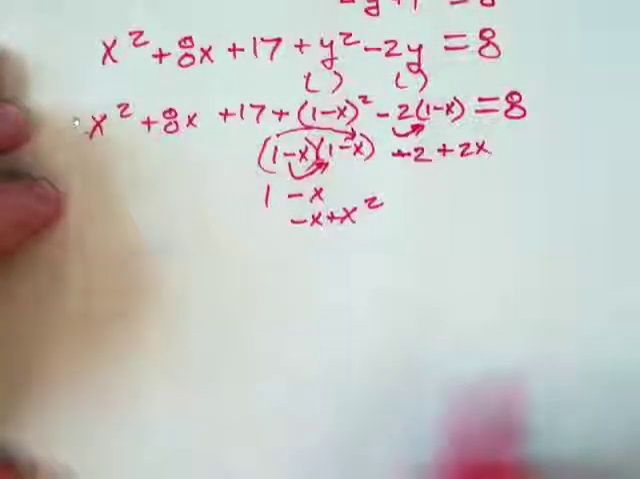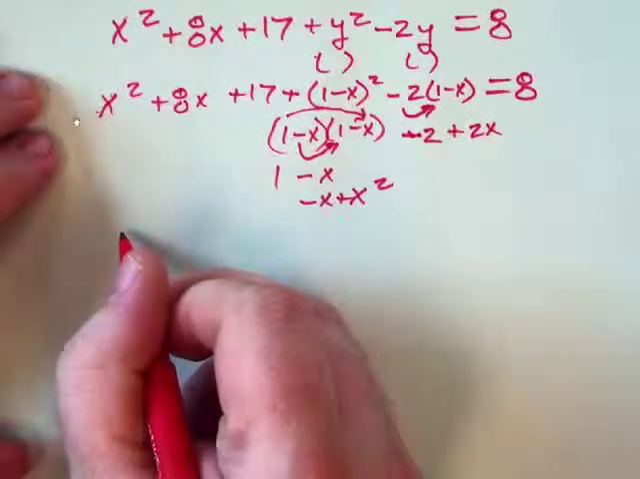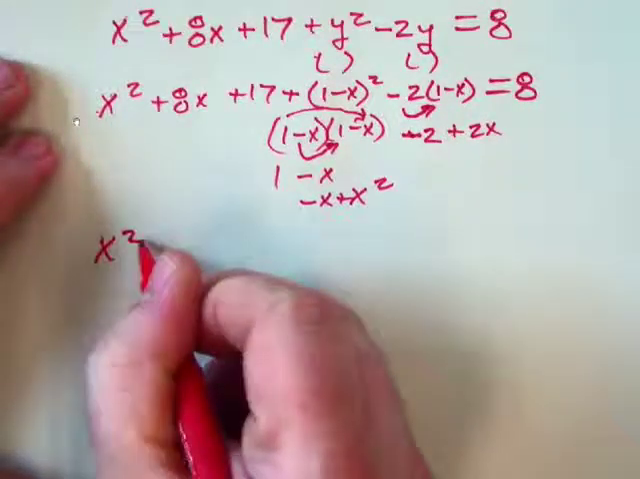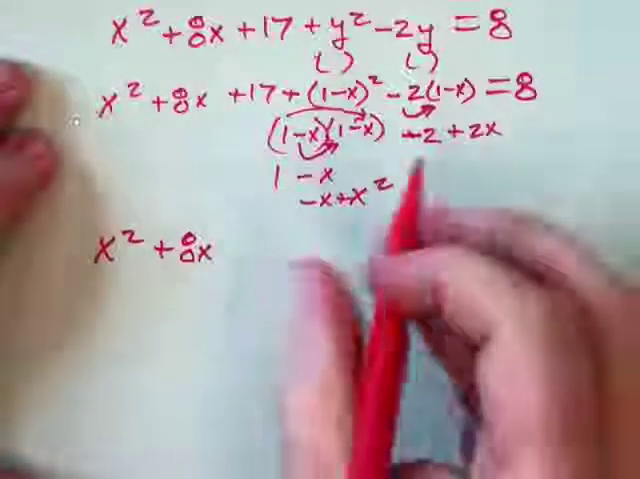Okay, it's getting messy again. Let's simplify what we can. Combine whatever like terms we can. We got this x squared plus 8x. Did I do anything with the 17? Nope.